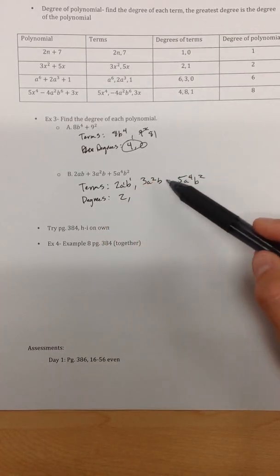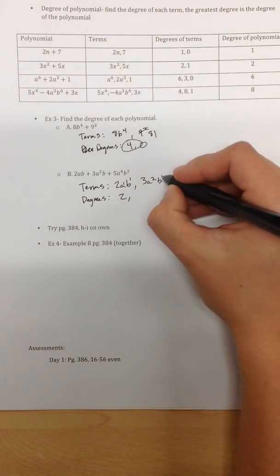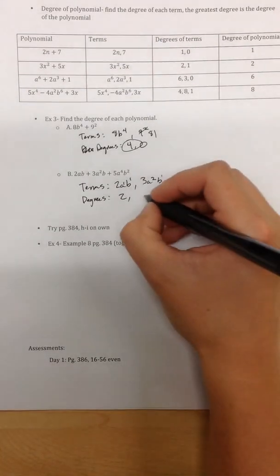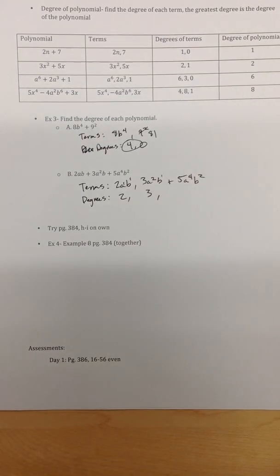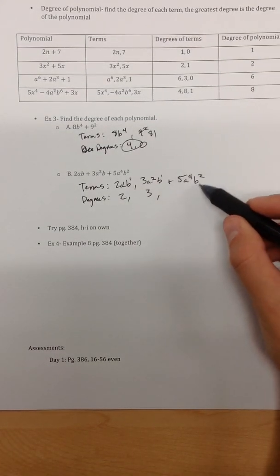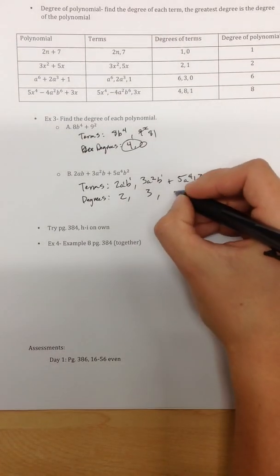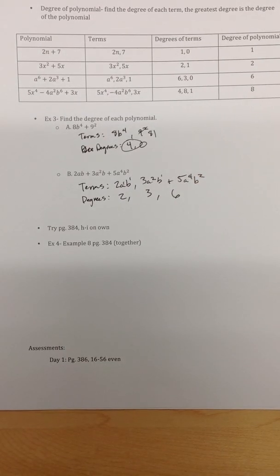My a to the second, b to the first, so 2 plus 1 would give me a degree of 3 for the second one. And then the last one, a to the 4th, b to the second, 4 plus 2 is 6. So the last one has a degree of 6. So then my degree of the whole polynomial is the biggest one, which would be 6.